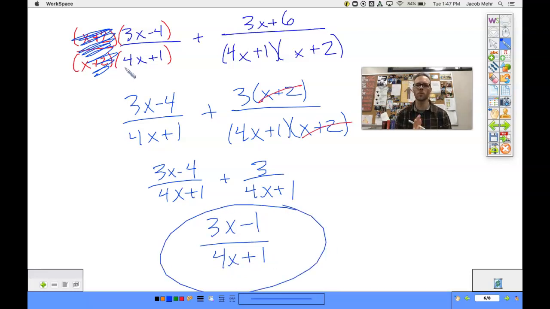So our lesson learned from this one is if you can simplify before getting a common denominator and adding, that's the way to go. It's going to end up being easier. Your LCD is going to be simpler, and it's going to save you some work at the end. So if you can factor the numerators as well and cancel something out, go for it.